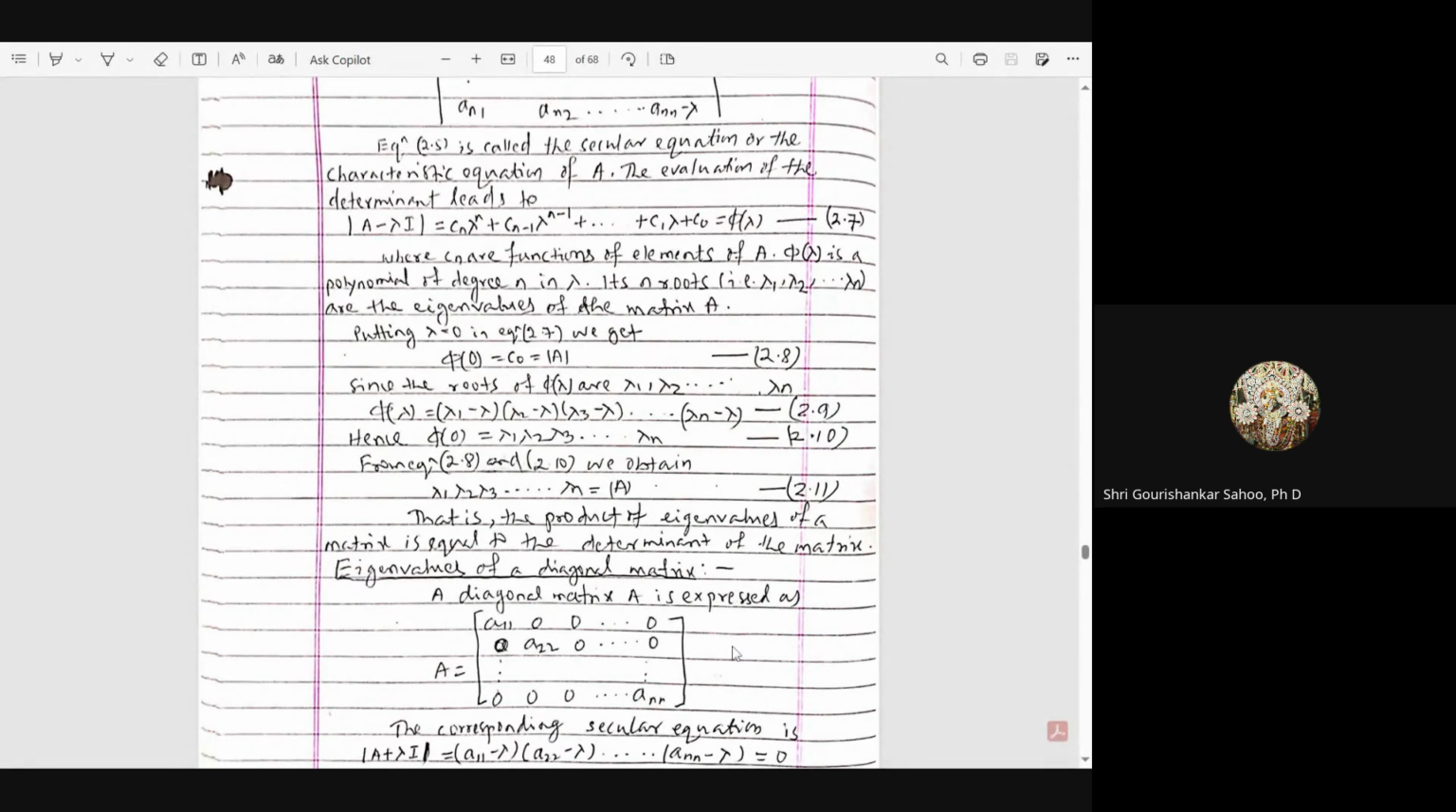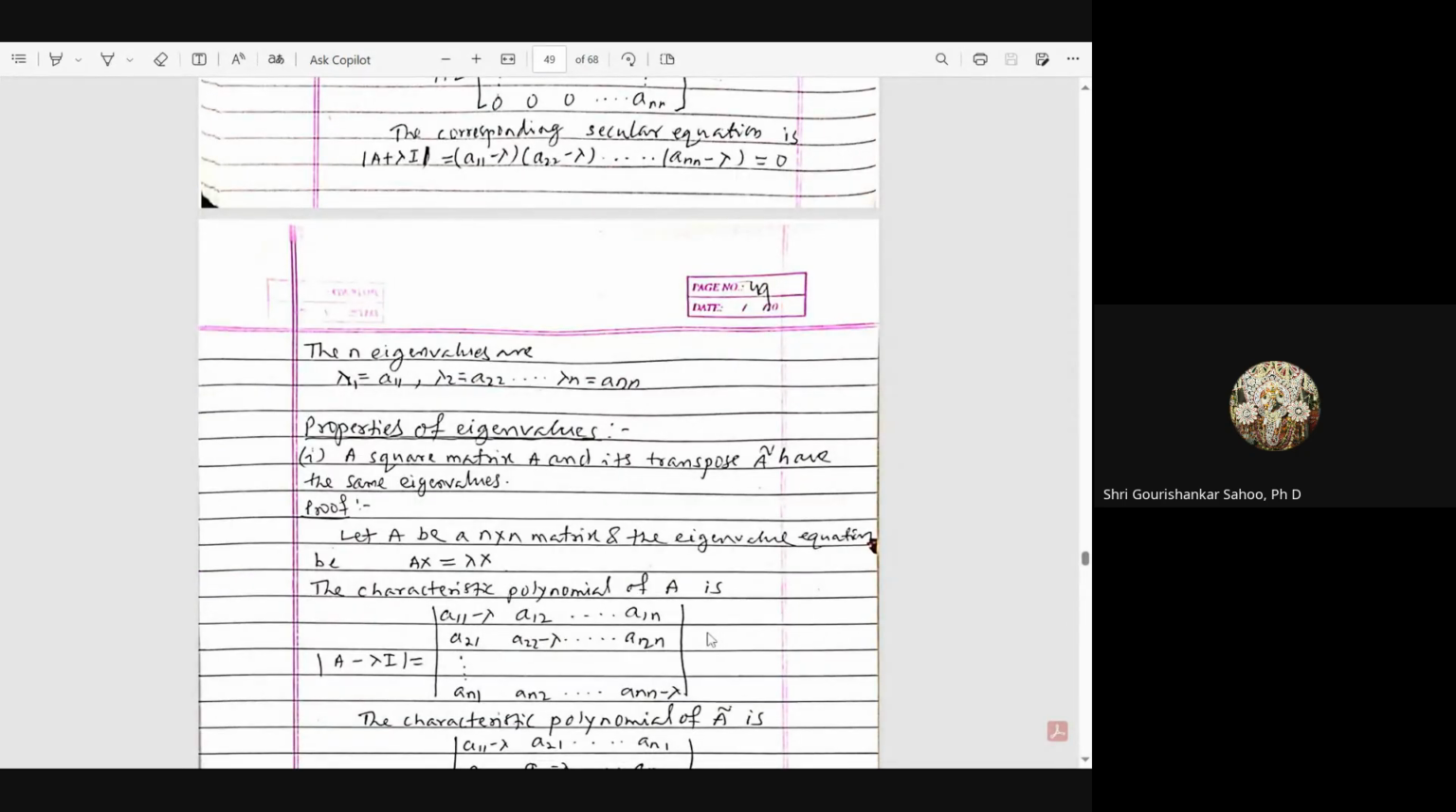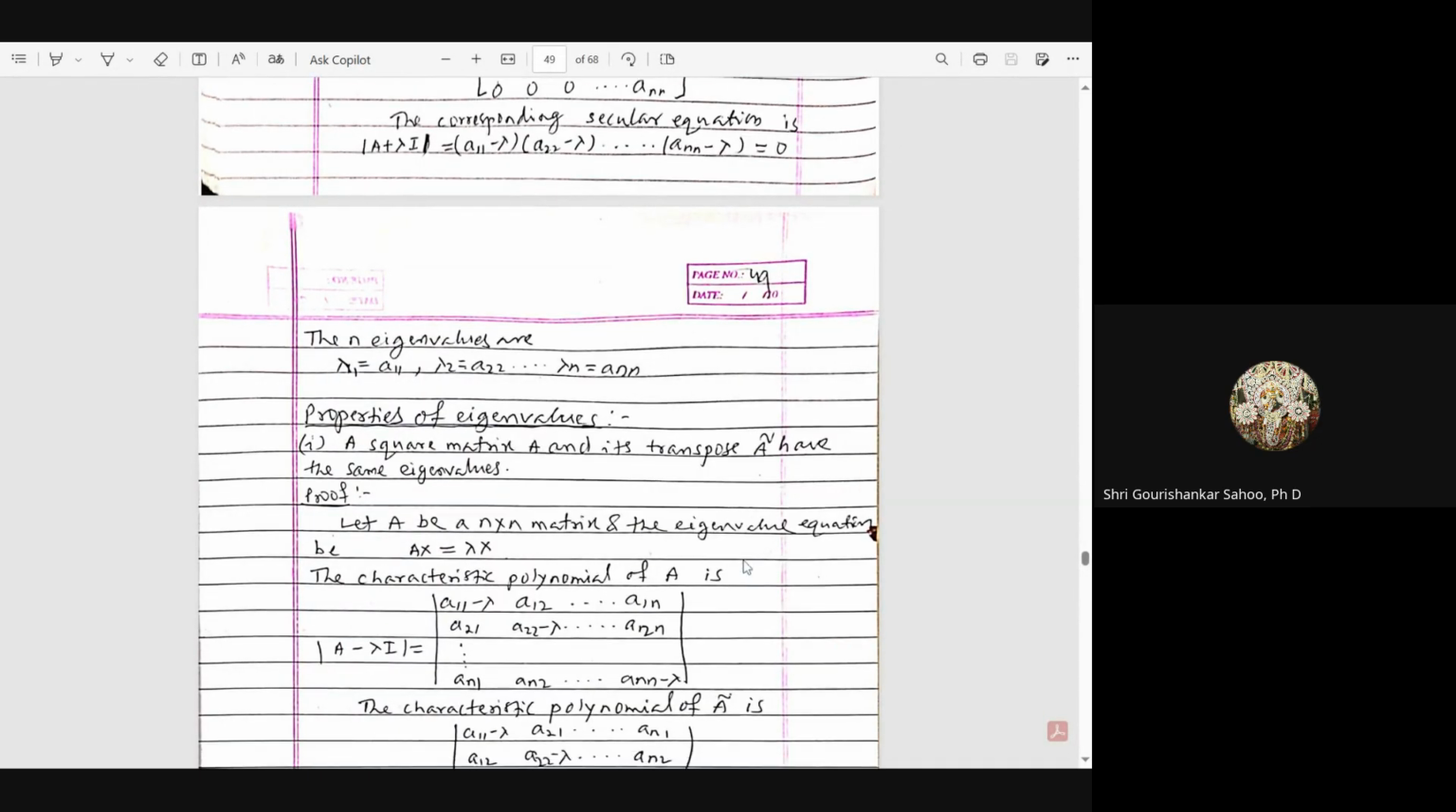Then eigenvalues of a diagonal matrix, you can see on the screen. You can have the corresponding secular equation and solve it. You have the eigenvalues: lambda 1 is equal to A11, lambda 2 is equal to A22, and lambda n is equal to Ann. What are the properties of eigenvalues?